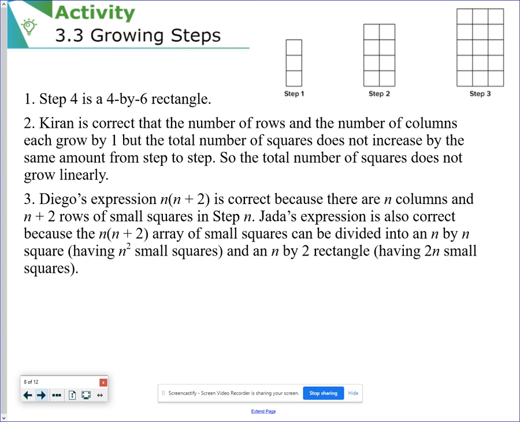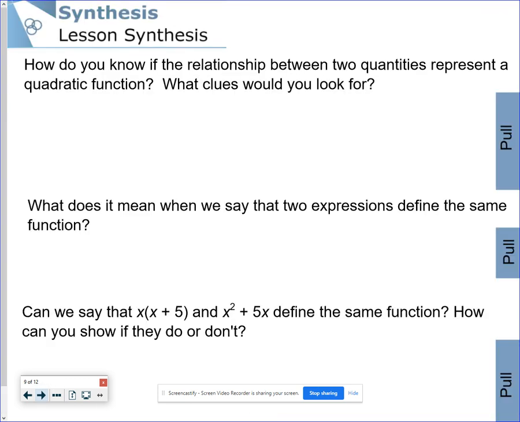Okay, here are all the answers that we just went through. All right, for this lesson synthesis now, this is kind of putting everything all together. So how do you know if the relationship between 2 quantities represents a quadratic function? And again, we haven't really even used that word very much yet. But a quadratic function is where we've got something being squared. Right, in almost all of our patterns here today, we were looking at taking the step number and squaring it. So we would get like an x squared or an n squared.